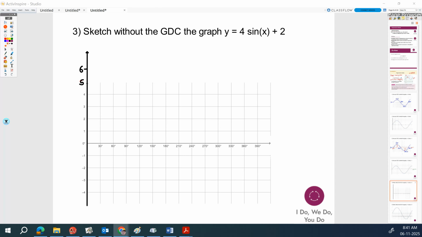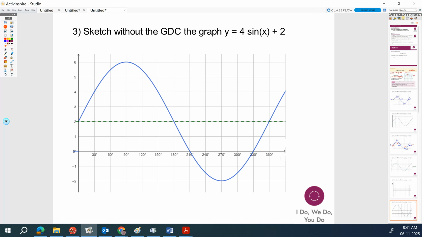Okay, so to look at our answer on this one. We start off with this value here, our d. This is the line y equals 2. So start out with your d value, draw your principal axis. Your graph is going to go through these at 0, at 180, and at 360. So we have these 3 points.